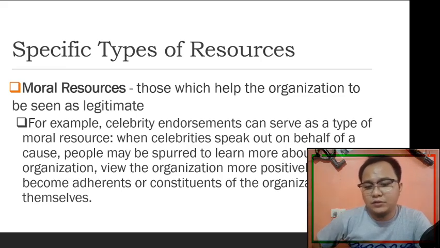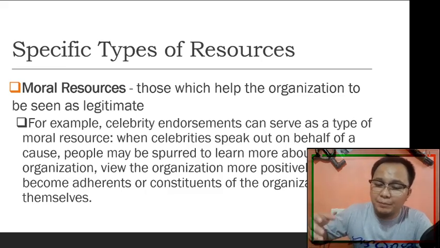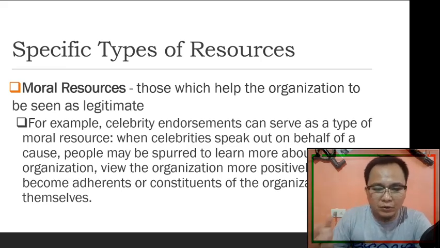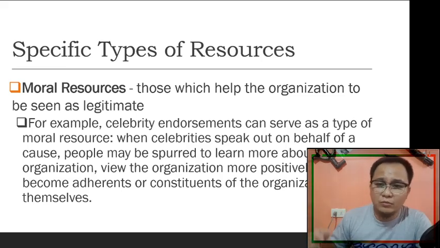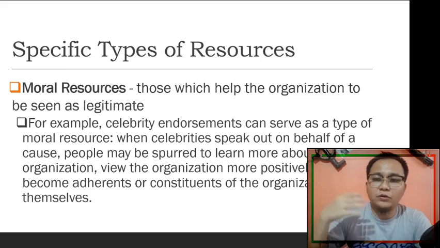Because the thing is, they are influencers, both celebrities and social media influencers. When they speak out, people will listen. And if they're speaking out on behalf of a certain cause, people may be spurred to learn more about the organization, the views, more positively, or even become constituents ng mga programa or even ng actual na aktibidad na pinopromote nung moral resource na yon.